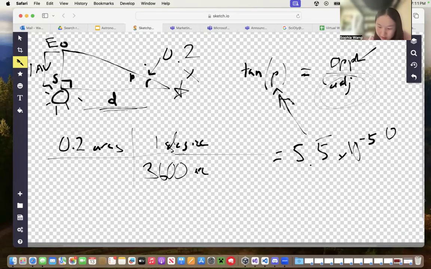And the tangent is going to give us a very small number, 9.696 times 10 to the negative seventh. That's tangent of 0.2 arcseconds. And it doesn't have units because it's a tangent. And this is equivalent to 1 AU over adjacent distance D, which is our goal. So now let's solve for that.